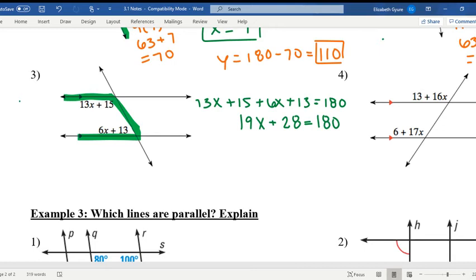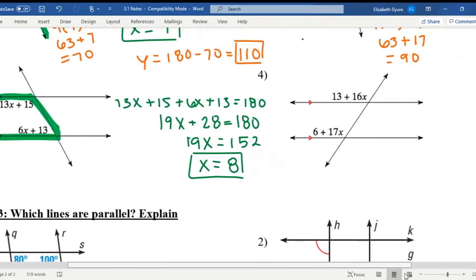Does that make sense, guys? Yeah. And then I'm going to subtract my 28 from both sides. That's going to give me 19x equals 152. And then 152 divided by 19 is going to give you 8. Okay. Good. Questions about that one? Okay.